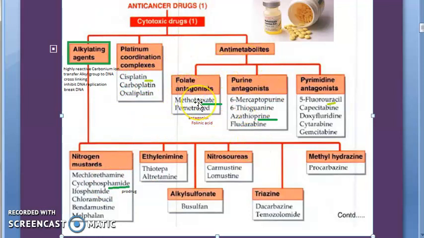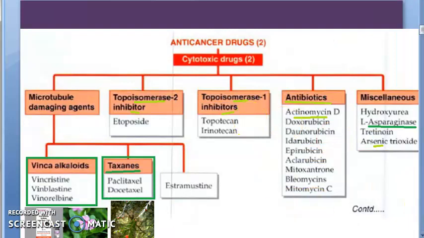Then here you have to remember methotrexate, which is a folate antagonist. No excuse for not knowing methotrexate. It's a very commonly used anti-cancer drug. Then azathioprine, and if you want, you can remember the others, but there is no force there. Then let us move on to the second chart.